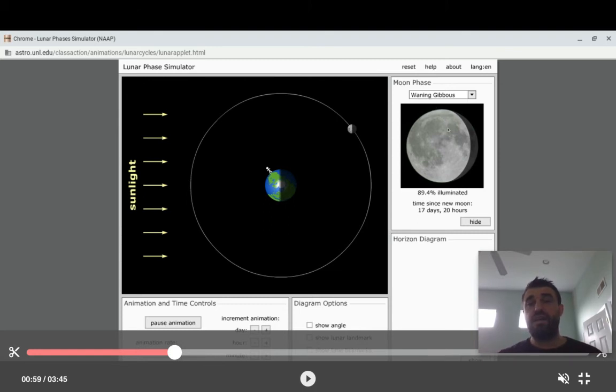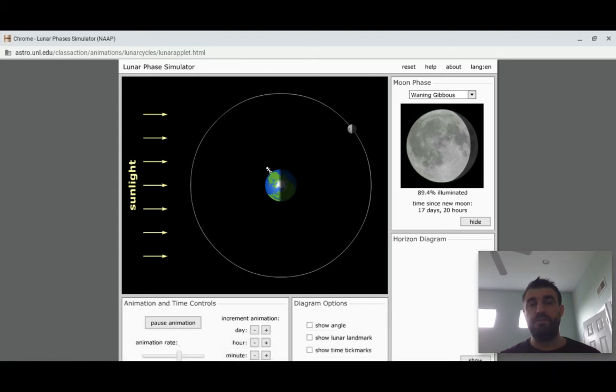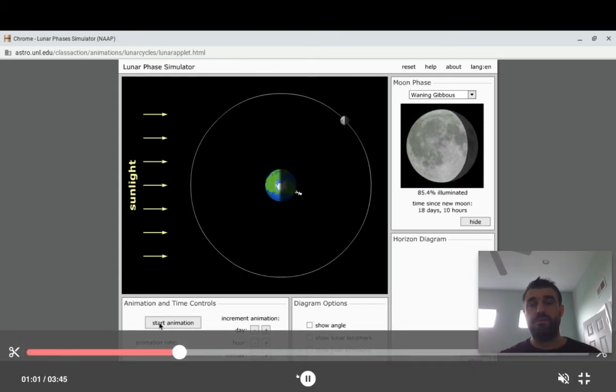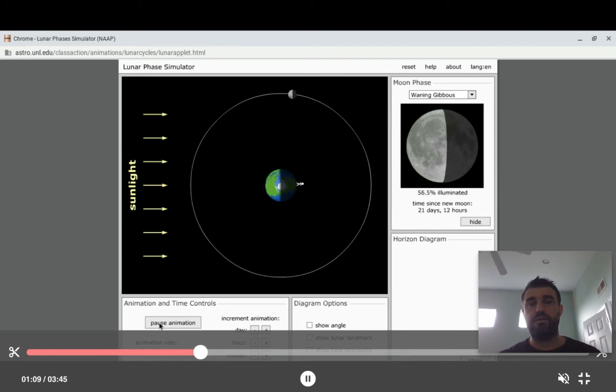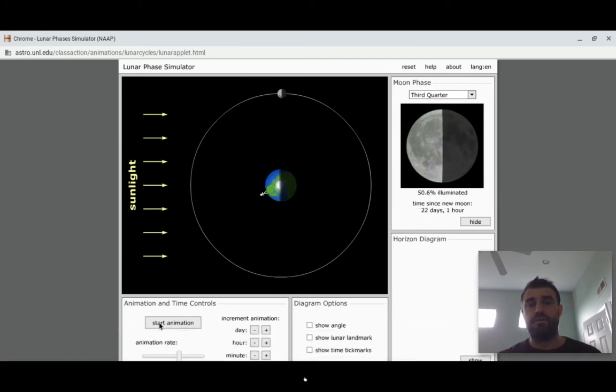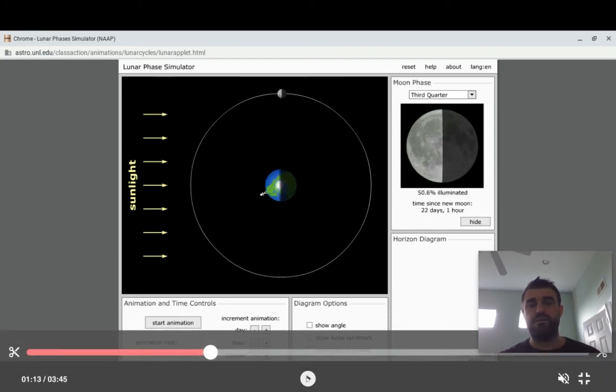So this is the same shape. It's bigger than half, but less than full. So we call that the gibbous. But this time, since we see it on the left, we call it the waning gibbous. All right. So it's going to keep on orbiting. Now it got to here. All right.